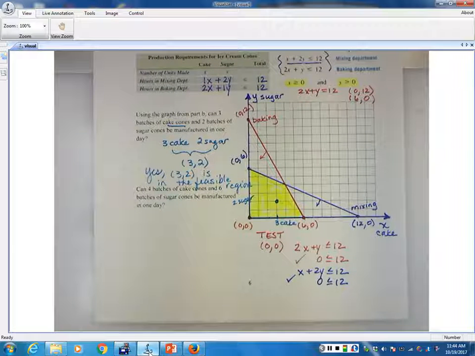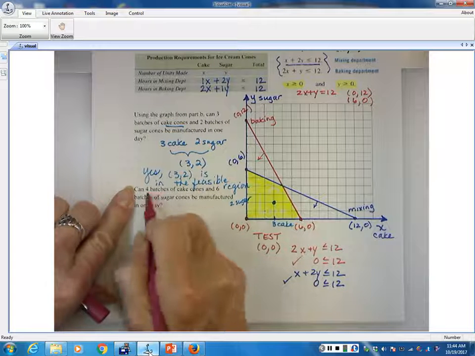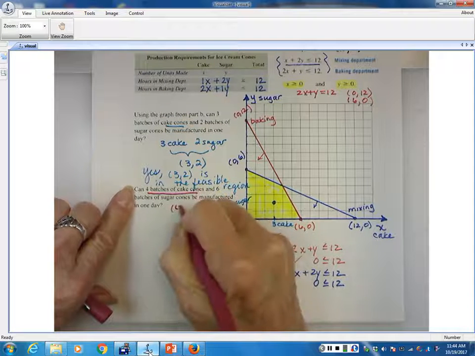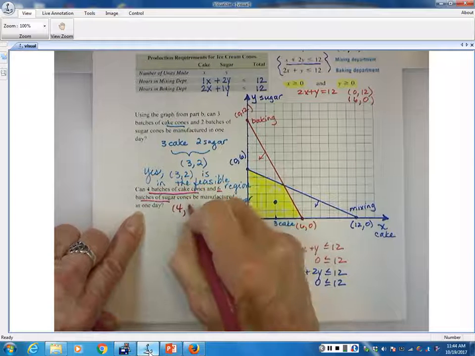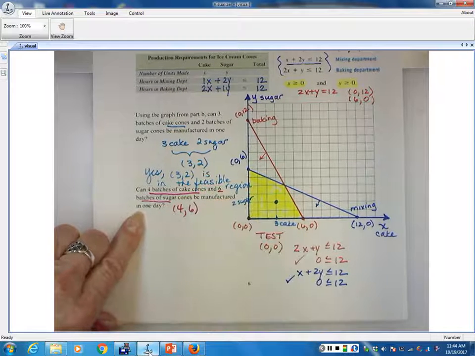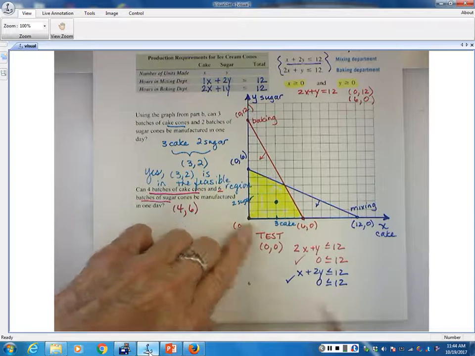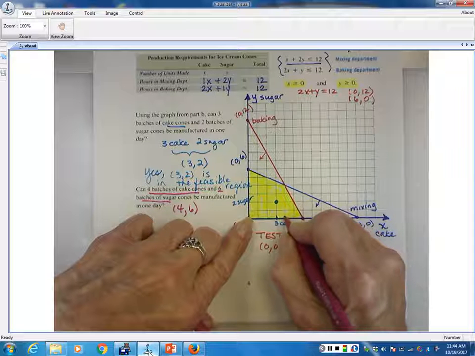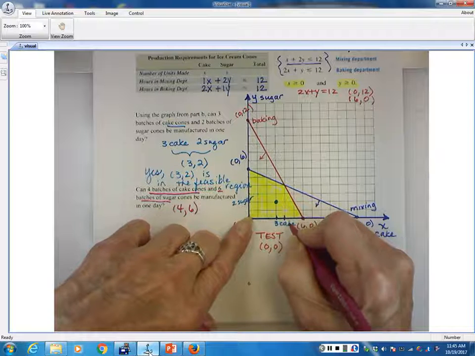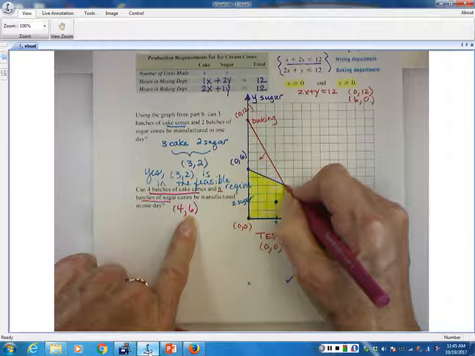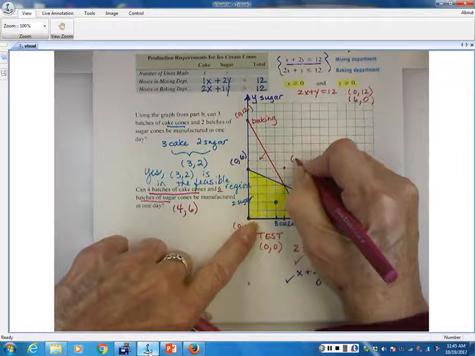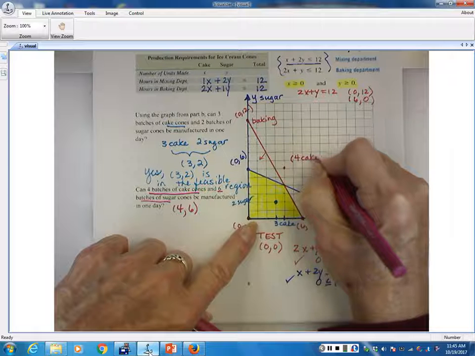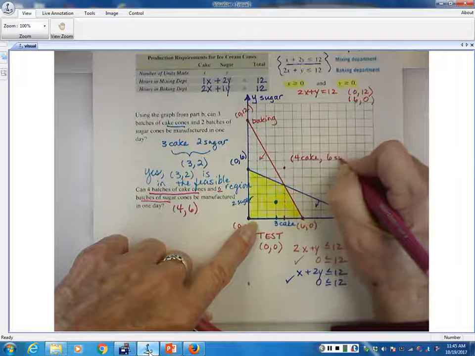So then the next question they ask us is, can 4 batches of cake cones and 6 batches of sugar cones be manufactured? Well, that will be over here. Here's 4 cake. Then I need to go up 1, 2, 3, 4, 5, 6 sugar cones. And the answer is no.